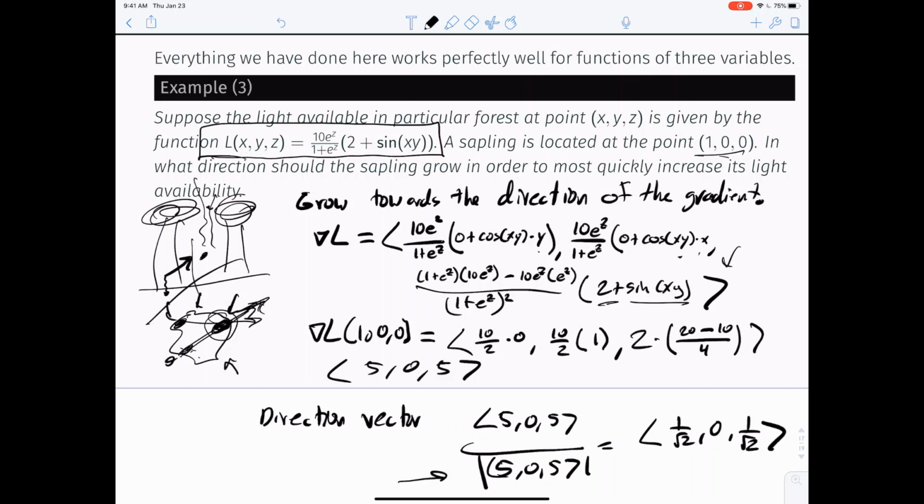Okay, yeah, so 5 square root of 2 is that length. If we just divide the vector by the length, now we've got a unit vector. And anytime the problem asks for a direction, direction means unit vector. So keep that in mind. Direction means unit vector if you're working a problem. All right, so there are some examples and some explanation of gradient and directional derivatives. Hopefully that helps you to understand these ideas a little bit better.